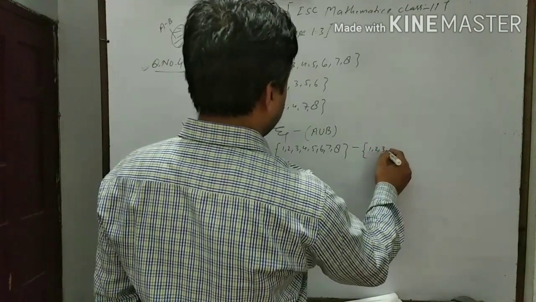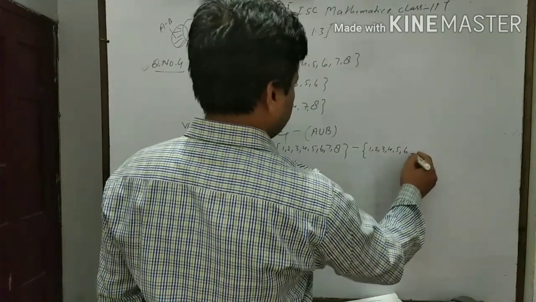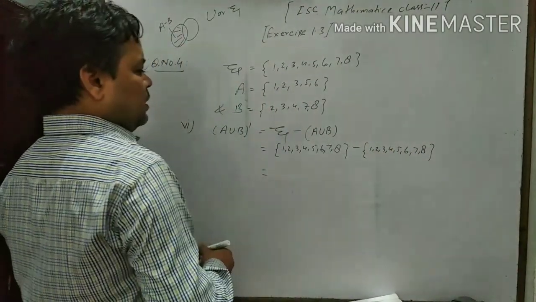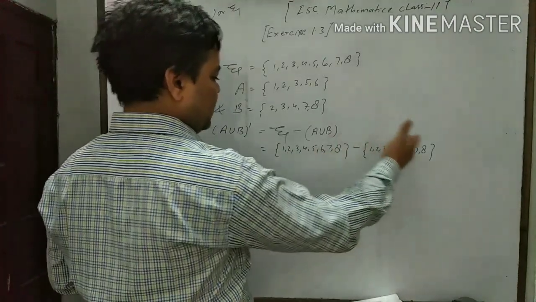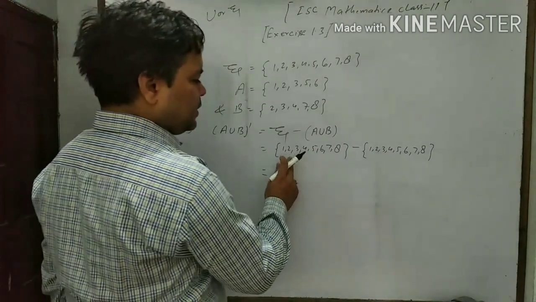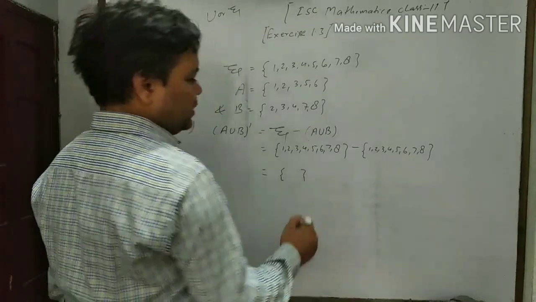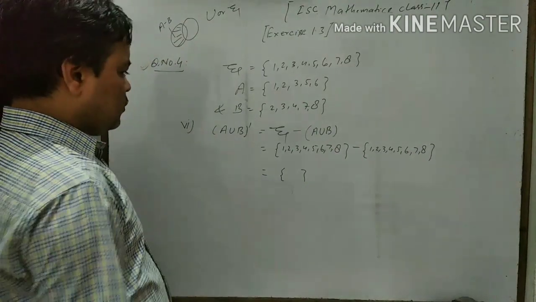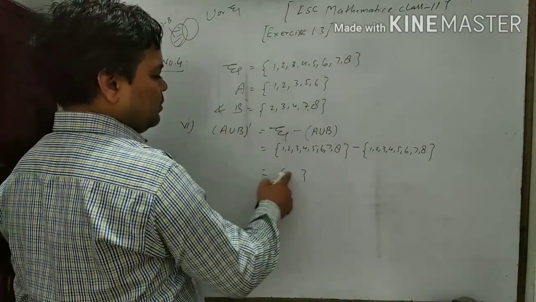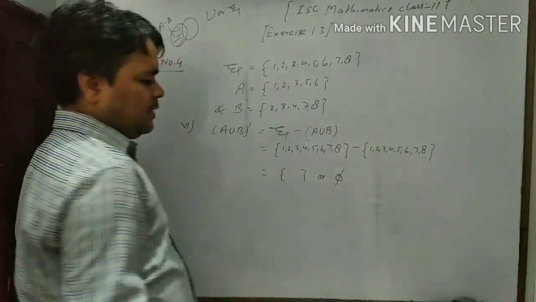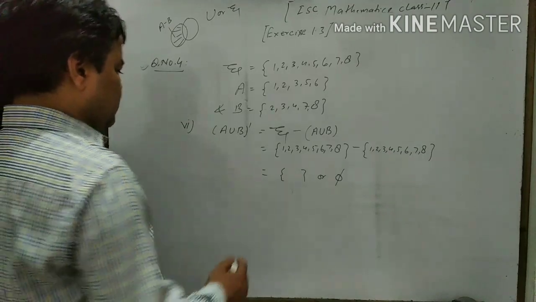1, 2, 3, 4, 5, 6, 7, 8. It means the elements of A which are not in B. Here we find that there is no element of A which is not in B. Therefore, the complement set of A union B will be the null set or void set, which can also be represented by phi.